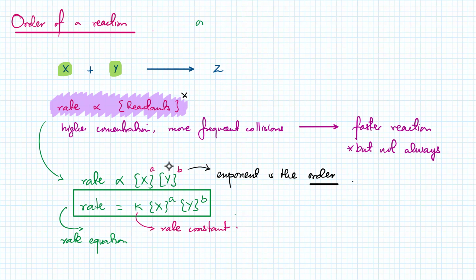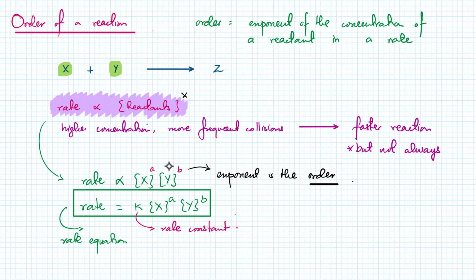So the technical definition of order is simple. It's the exponent. They're going to ask you this. It's the exponent of the concentration of a particular reactant in a rate equation. So that is the technical definition of order.